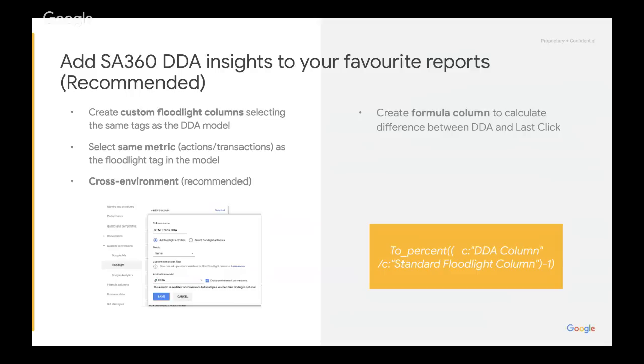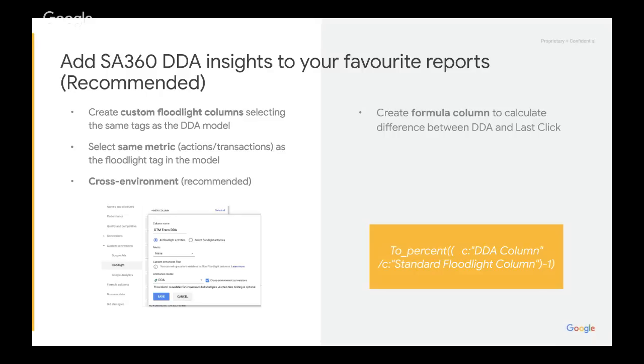All you need to do is copy, for instance, this last click column, which in this example is named GTM transactions. We add the DDA label, so we say GTM transactions DDA. We go down to the attribution model drop-down menu, deselect last click, and select DDA. Ensure cross environment conversions are also selected, and save. So now we've set up a relevant DDA column which reflects the model that we have already created, and you have that column in the interface.